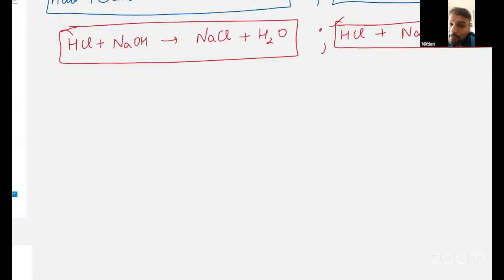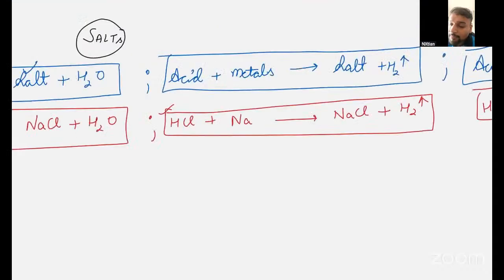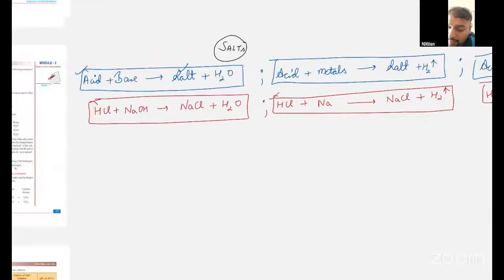So now everyone, please pay attention. I will give time to write, guys. Please pay attention. See, the salt can also be acidic or basic, but it depends upon the strength of the acid and base.